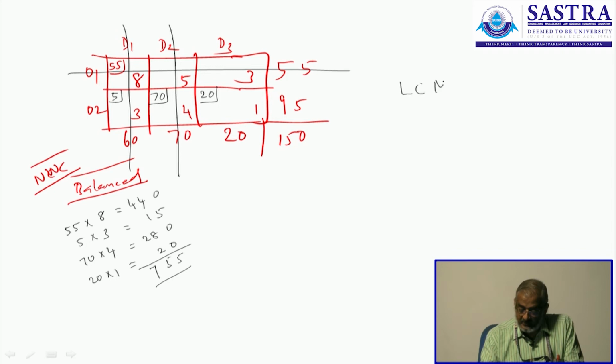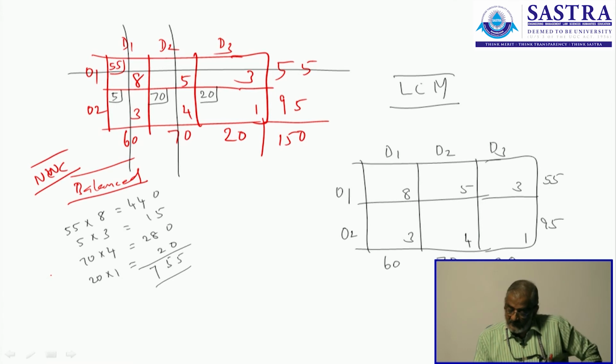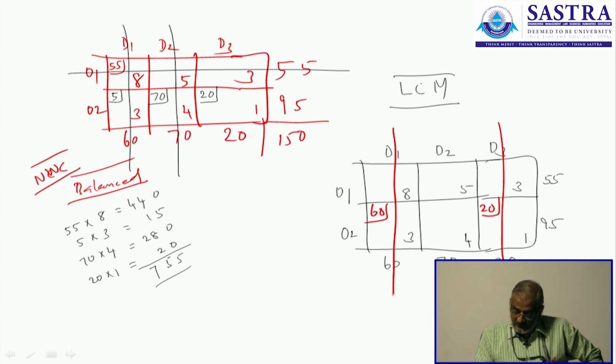the least cost method now. Let us adopt the least cost method for this problem. So what is the least cost among these? 1. Where the demand is 20 and the supply is 95, all the 20 can be supplied, and that demand is over. Now the next least cost is 3, where the demand is 60 but the supply is 75, all the 60 can be supplied, so this is over.